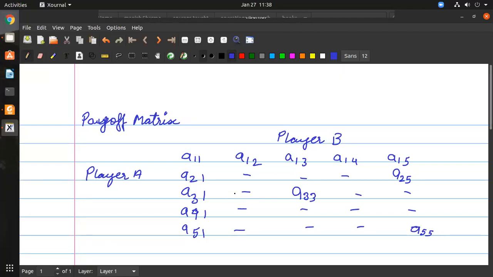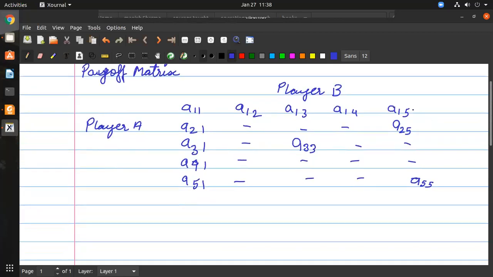Now, for this kind of problem where the number of strategies is large and you want to eliminate some strategies, why do we want to eliminate strategies? What is the final objective? The final objective is to help the player, either player A or player B, to select an appropriate strategy.